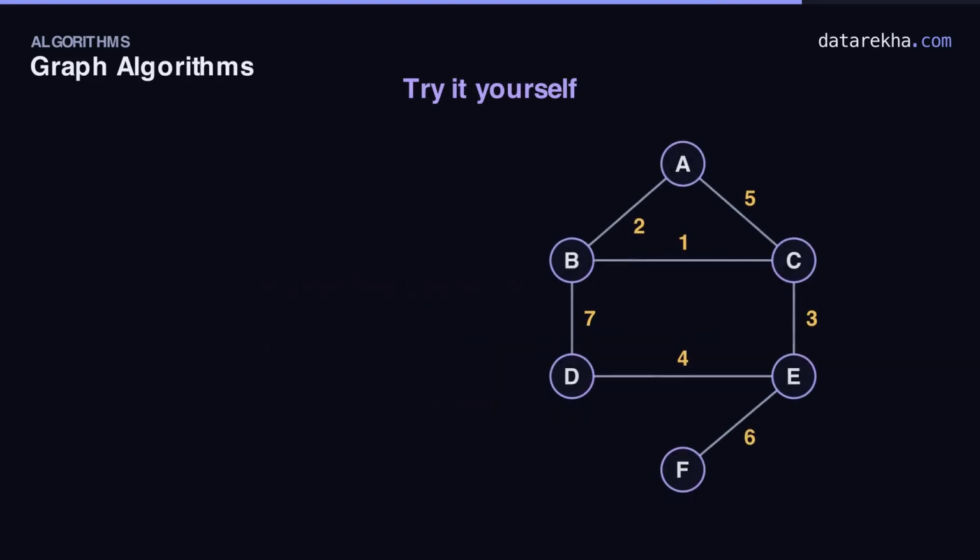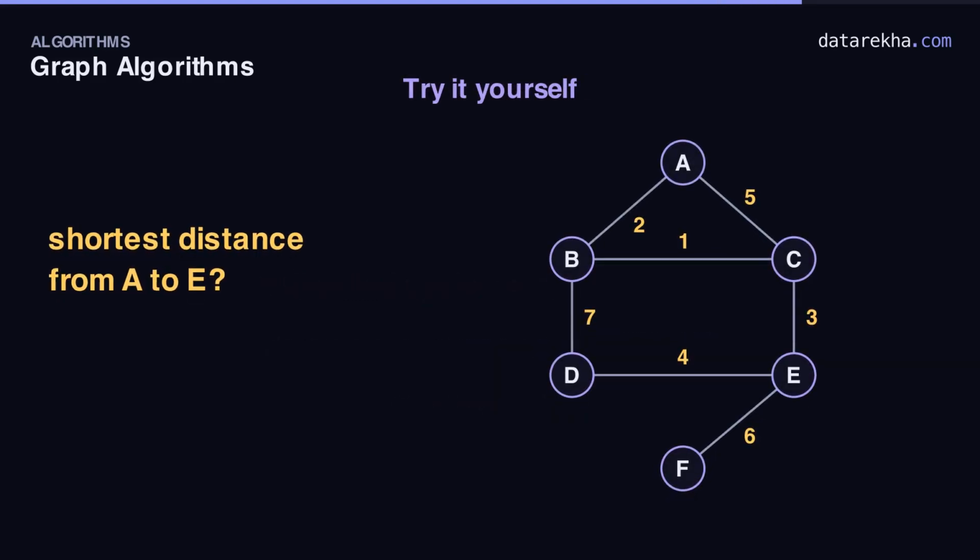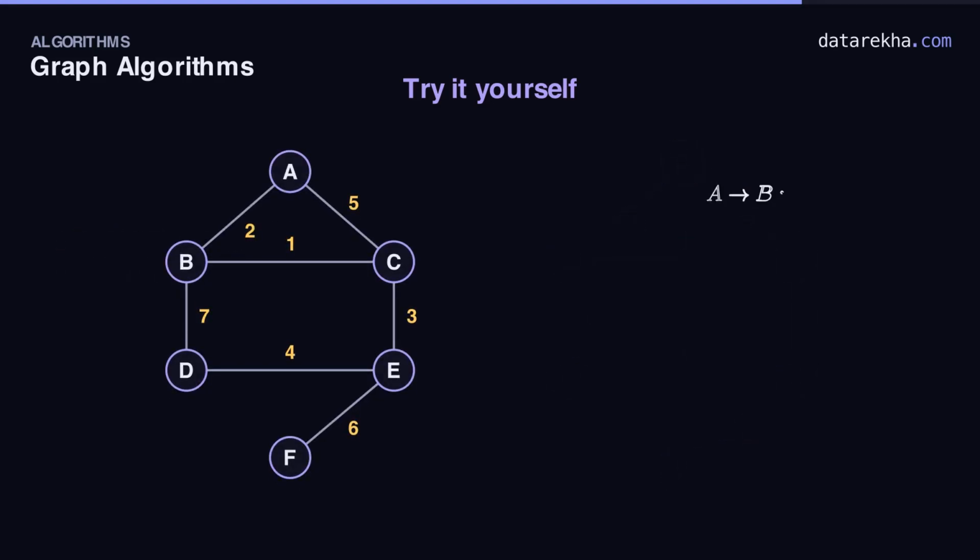Your turn, and it's a good one to end the whole data structures journey on. Same weighted graph on the right. Using Dijkstra from A, what is the shortest distance all the way to E? Pause the video, work it through, and find both the number and the route. I'll wait. Here's the walkthrough.